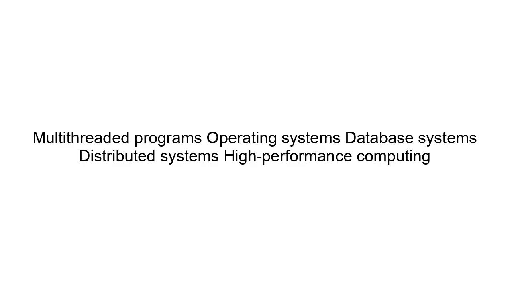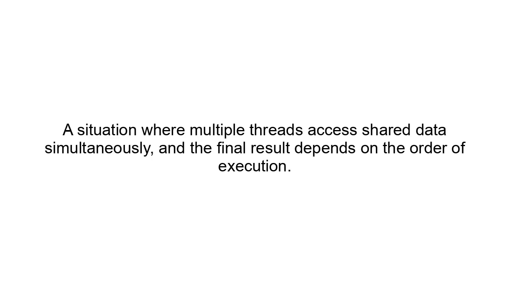Where race conditions occur. Race conditions often appear in multithreaded programs, operating systems, database systems, distributed systems, and high-performance computing. Examples: updating shared counters, banking transaction systems, multiplayer game state updates, concurrent database updates. Simple definition. Race condition: a situation where multiple threads access shared data simultaneously, and the final result depends on the order of execution.